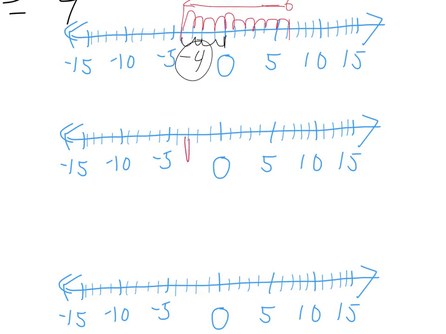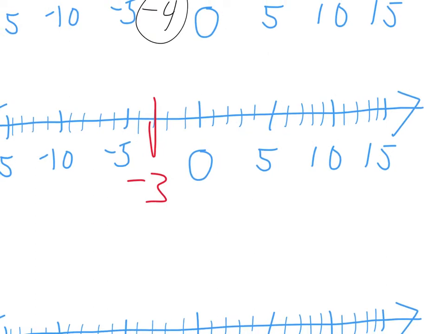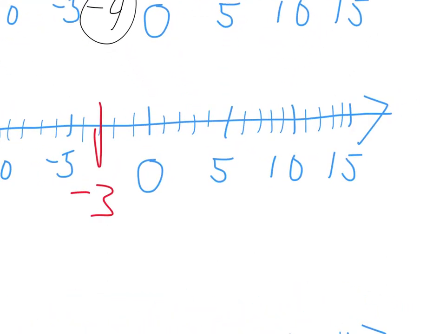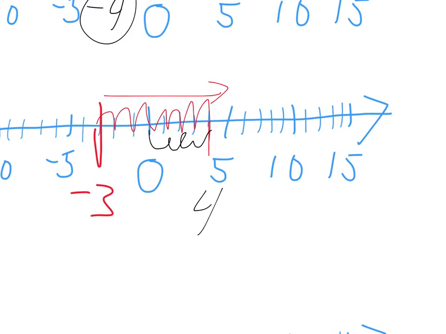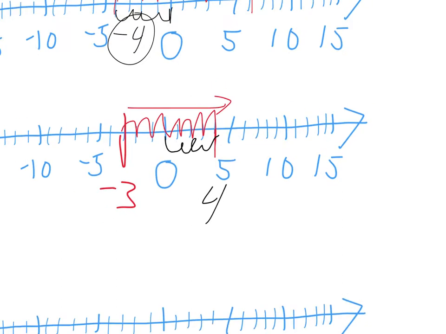So we start here at negative 3, and we have to add 7. 1, 2, 3, 4, 5, 6, 7. We're right here. If we look and compare to 0, 1, 2, 3, 4. So the answer would be positive 4.